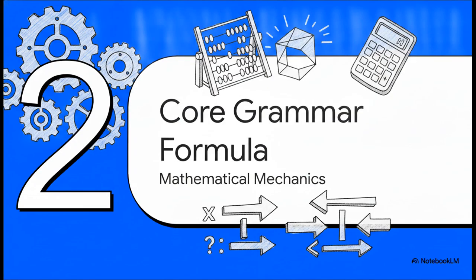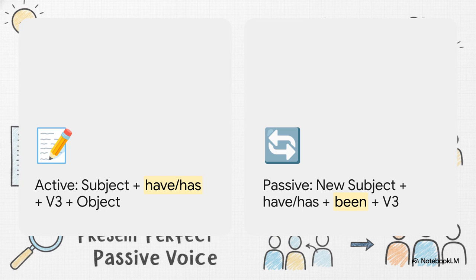Moving right along to Section 2, the core grammar formula. Think of these formulas like visual math equations. On the left, you've got your standard active formula: subject plus have or has, plus your past participle, which we usually just call V3, plus the object. Now look over on the right. In the passive formula, a massive shift happens.